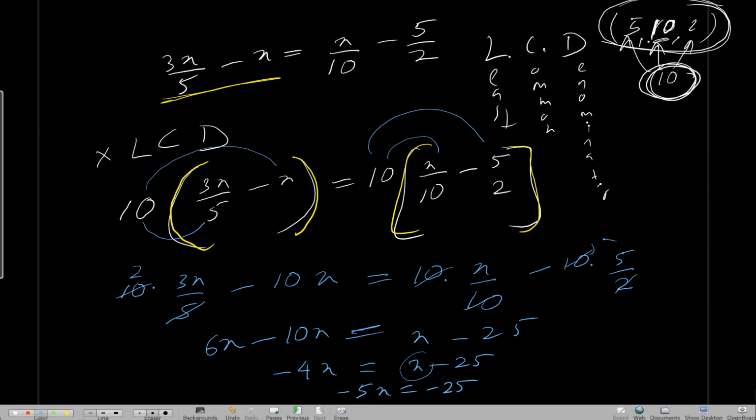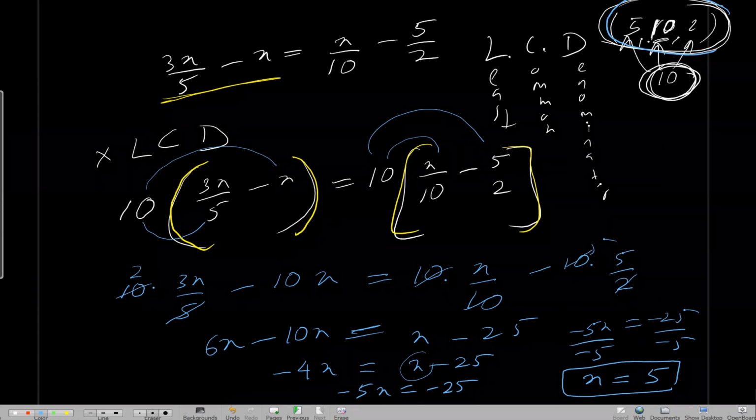What I need to do, negative 5x equal negative 25, divided by negative 5. So negative 5 divided by negative 5, that's just 1. So x equal negative 25 divided by negative 5, 5, right? So the most important thing that you learned in this example was you have to find the least common denominator. And let's see one more example of this kind.